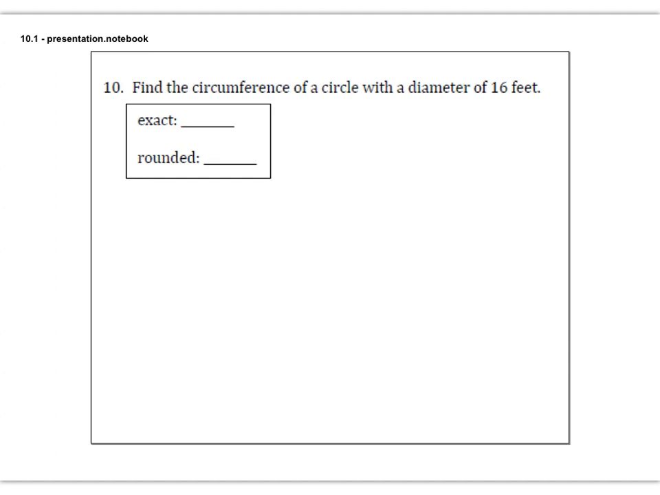Let's try one more. Find the circumference of a circle with diameter of 16. So remember, circumference is diameter times pi. So it's going to be 16 pi. Type it into your calculator. The rounded answer should be 50.27. And both of these can be labeled feet.